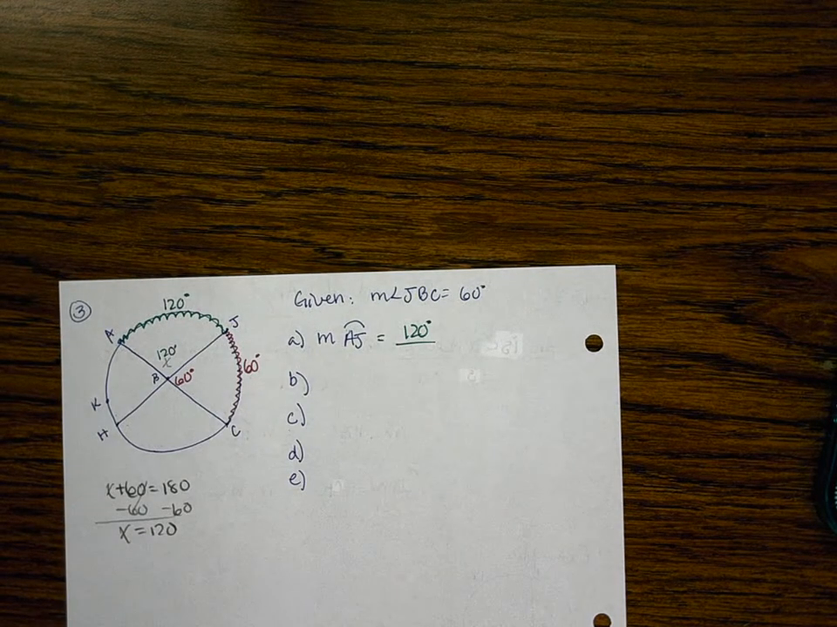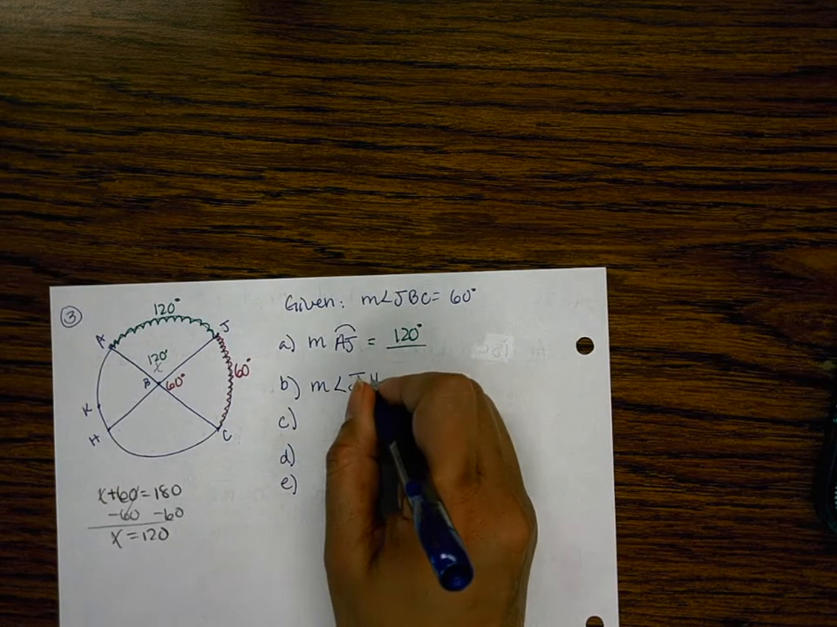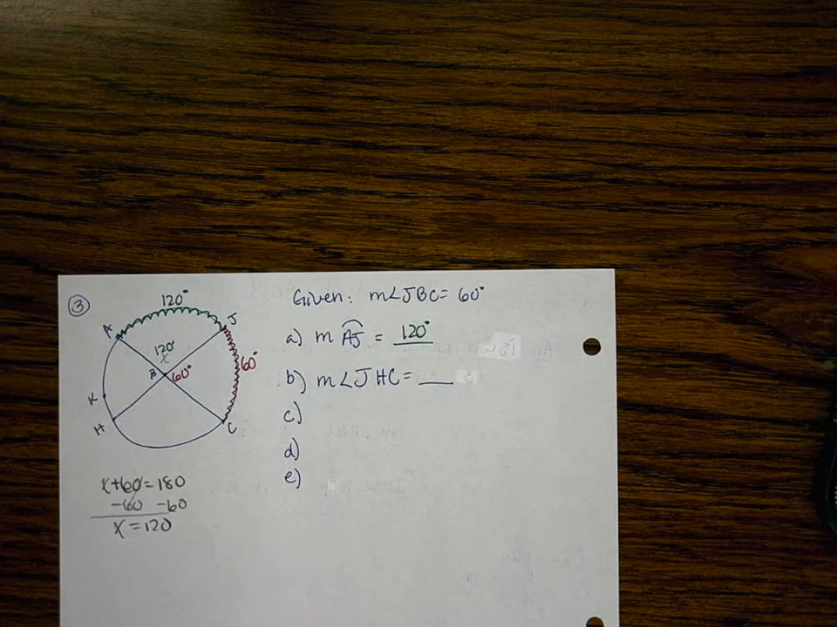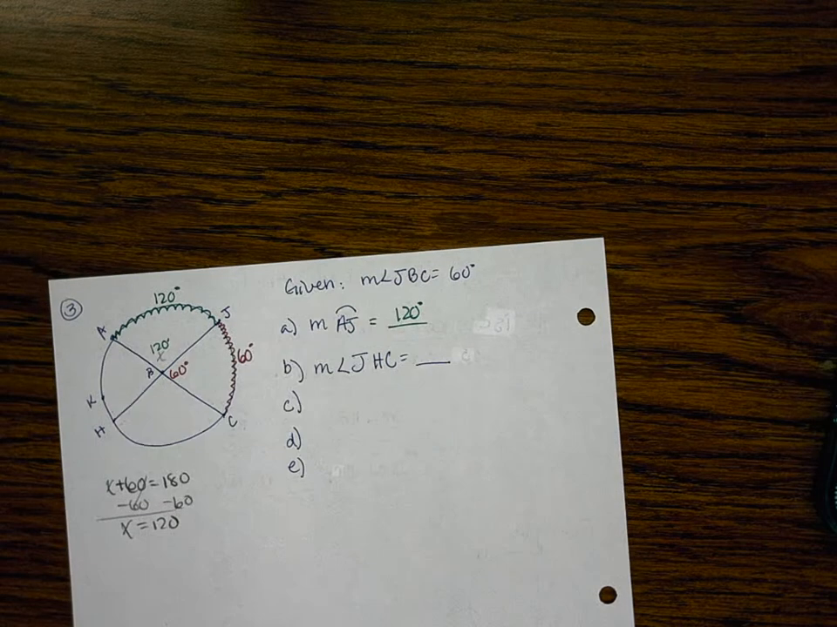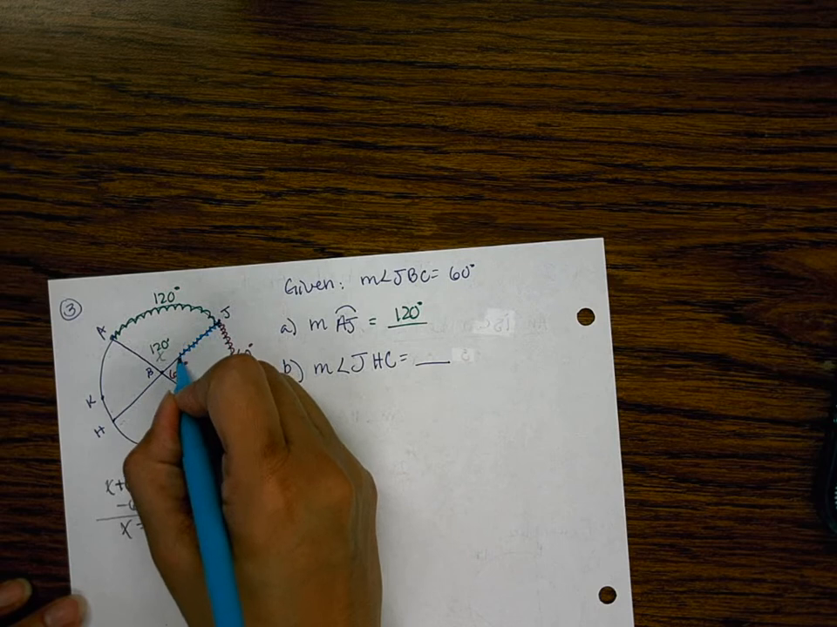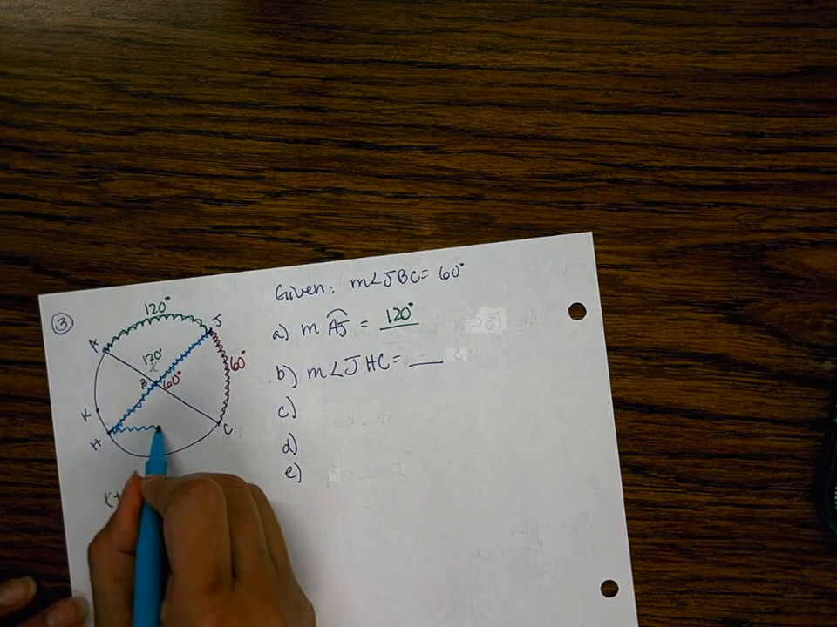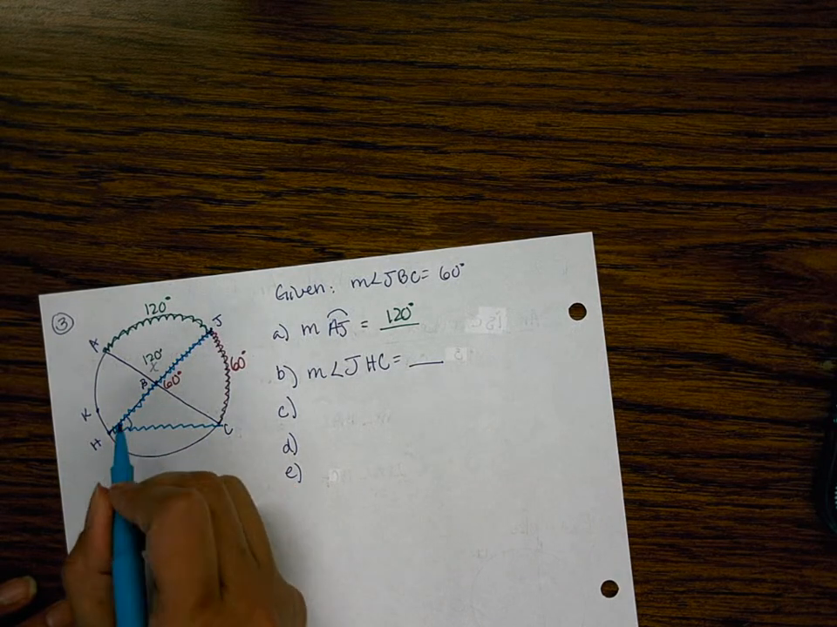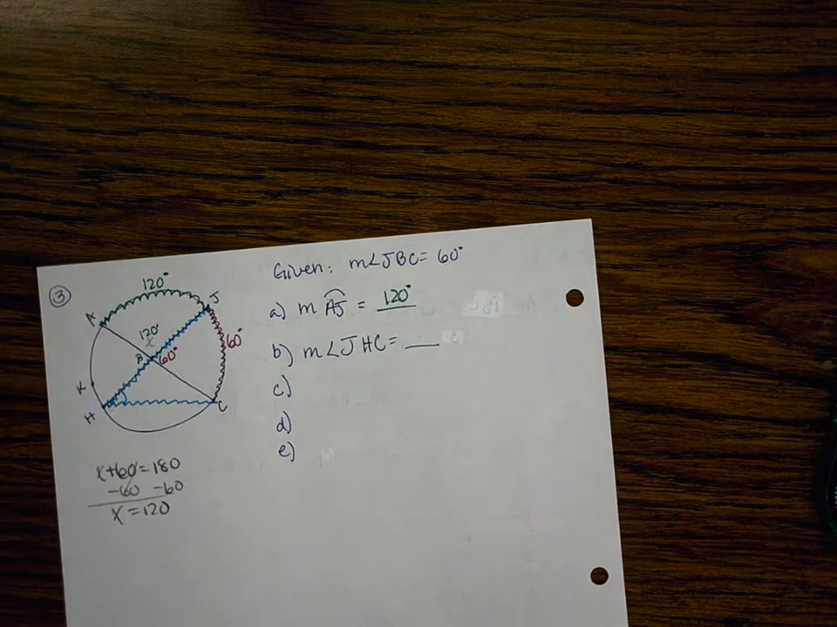All right, letter B, find the measure of angle JHC. Okay, where is JHC? Now we've talked about that before. If I trace from J, we did this on our previous lesson, to H, this is going to get messy, to C, I'm looking for this angle right in there. There's different ways of doing it. I'm actually not going to do it the way we did yesterday. I'm going to do it the way we just learned today.